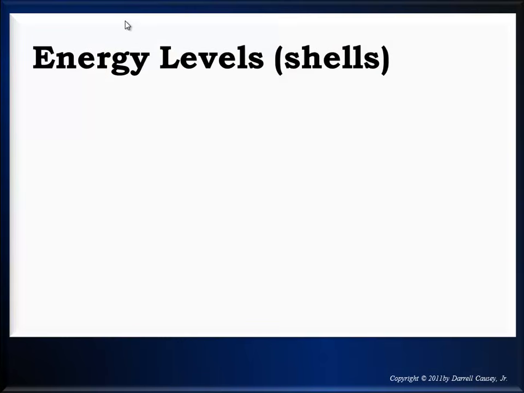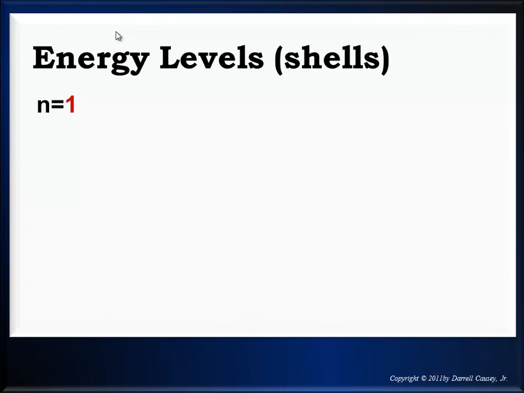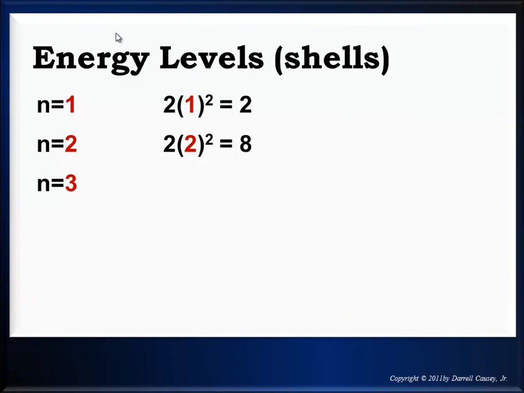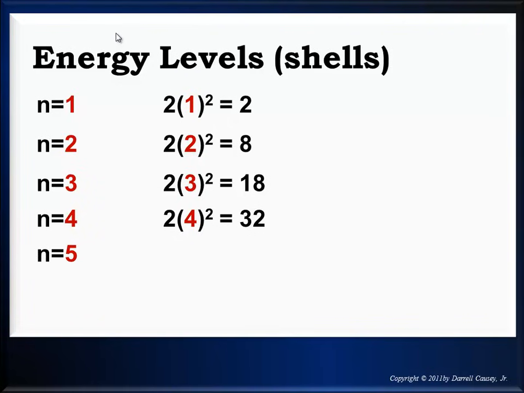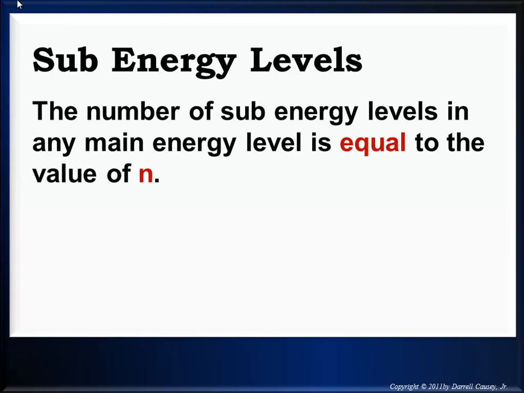Energy levels, or sometimes what we call shells. The maximum number of electrons in any one energy level is 2n squared. So if you have energy level 1, 1 squared times 2 equals 2. N equals 2, 2 squared times 2 is 8. And for energy level 3, energy level 4, and energy level 5, it's a nice little equation for the energy level, and so on.